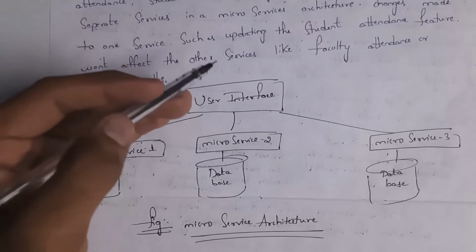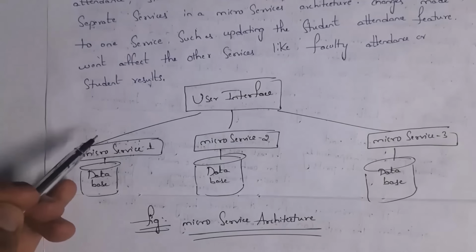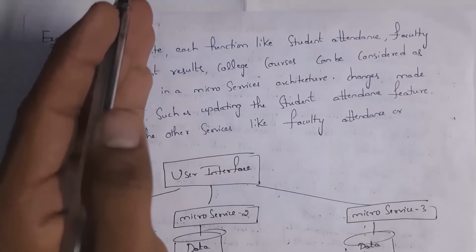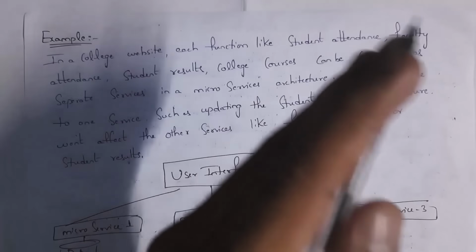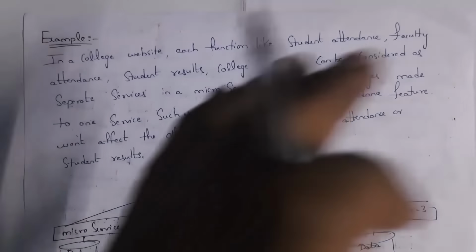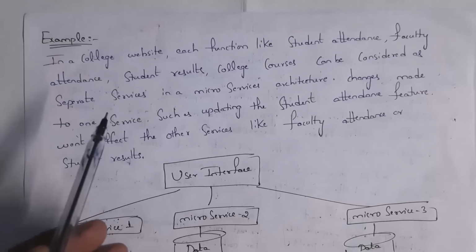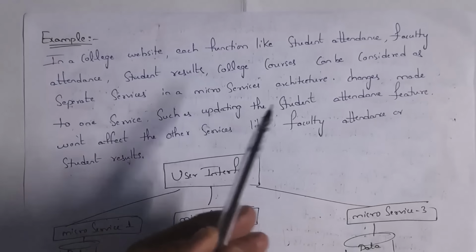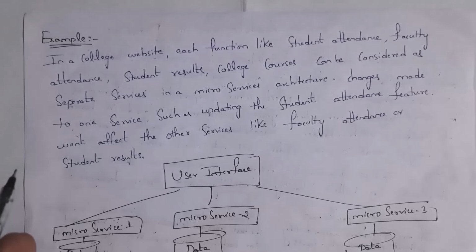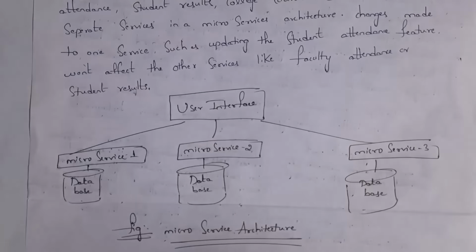First, in front end there will be a user interface and there will be multiple microservices. Each service is connected to a separate database. I already explained this example. In a college website, each function like student attendance, faculty attendance, student results and college courses, all these are considered as separate services in a microservice architecture. Changes made to one service such as updating the student attendance feature won't affect the other services like faculty attendance, student results and so on. Changes made to one service will not affect other services.